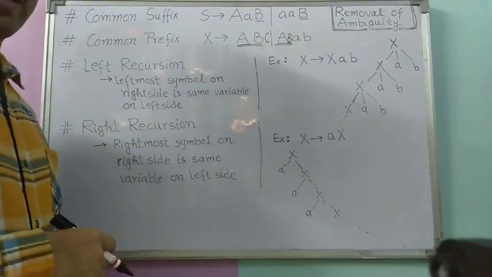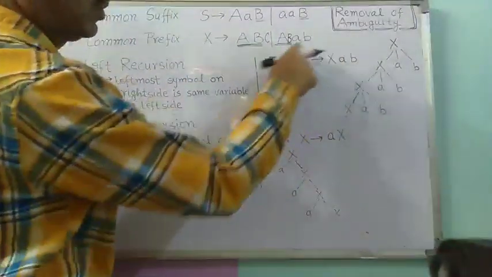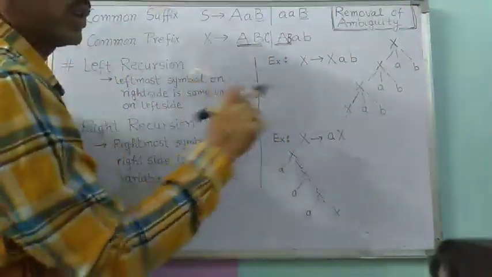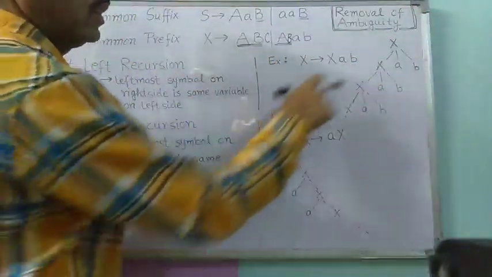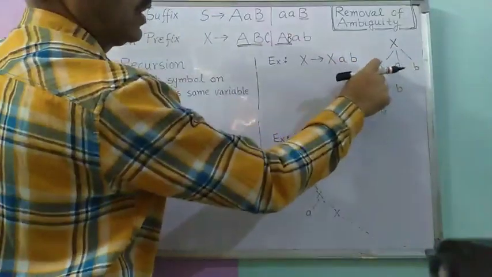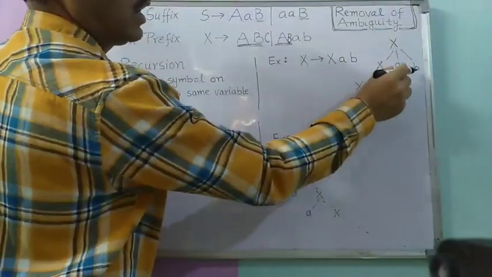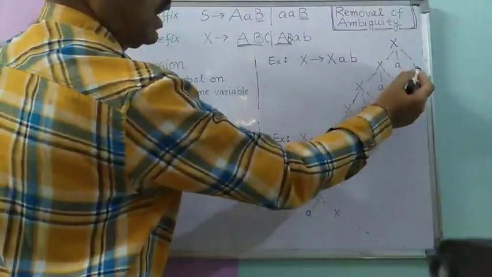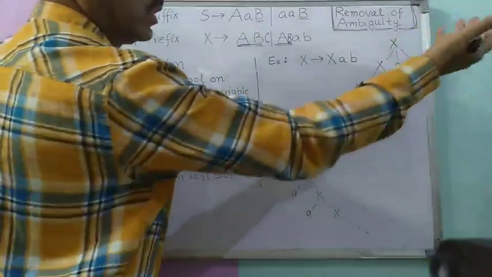Why are we calling it left recursion? Suppose we derive something from this production. We will start from X. X will derive X a b, so it will derive X a and b. Then a and b, these two are something else.